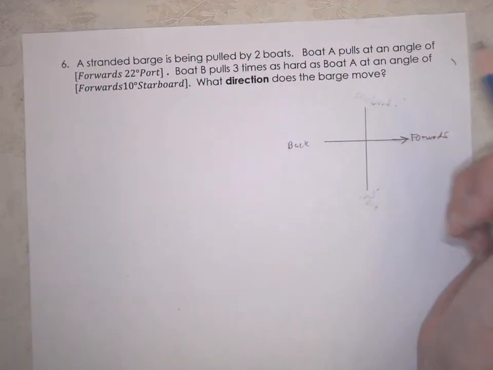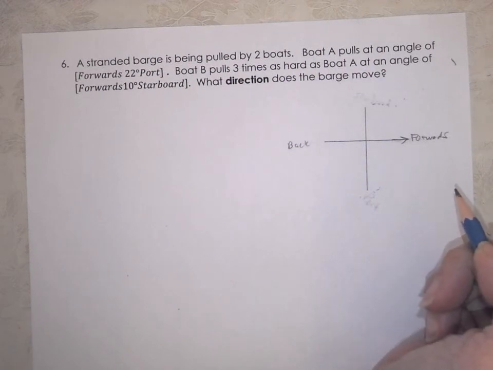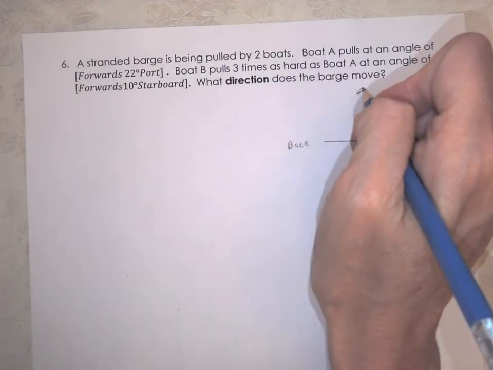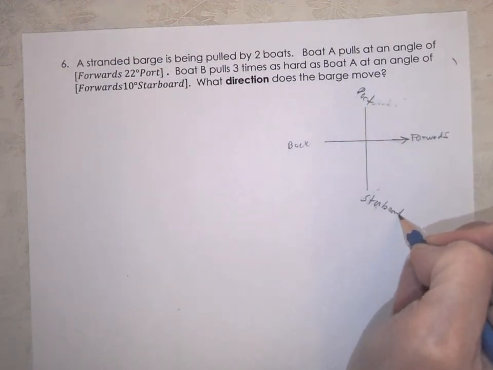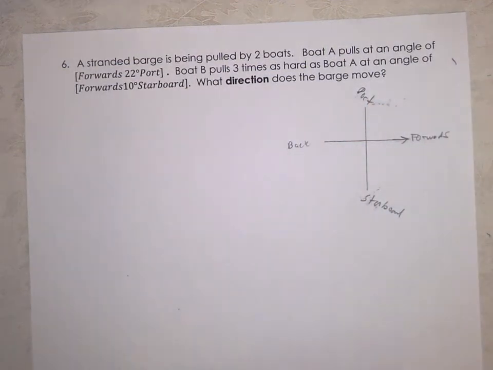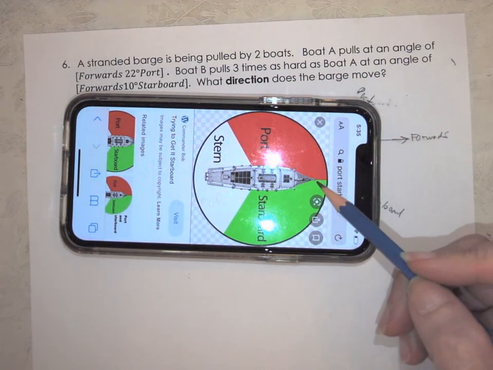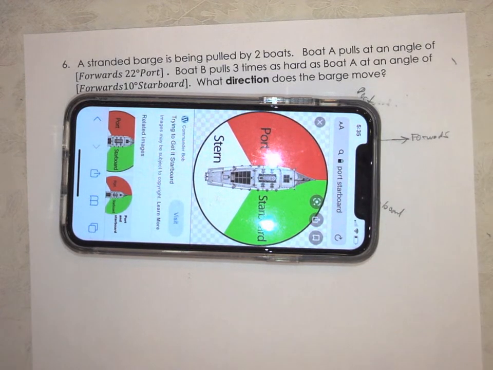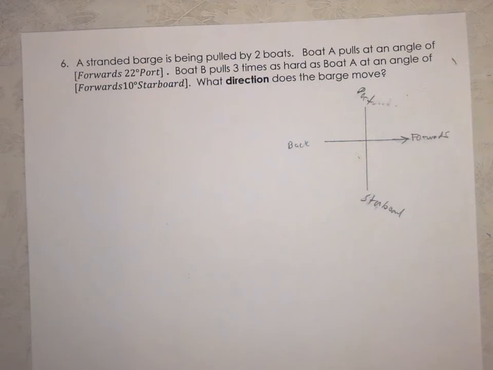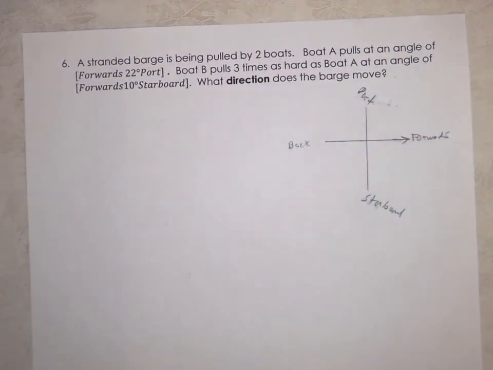So if this is the bow, then port and starboard. Yeah, so here's my picture. There, I found on my phone. So here's the bow, forwards. So port is to your left and starboard's to your right. Okay, so we got our compass.